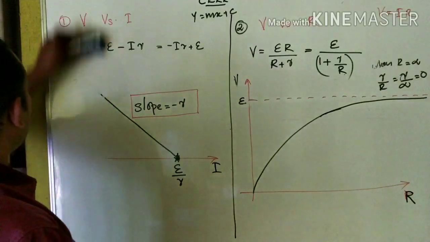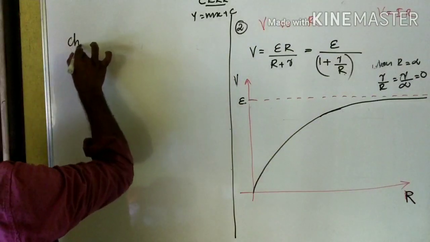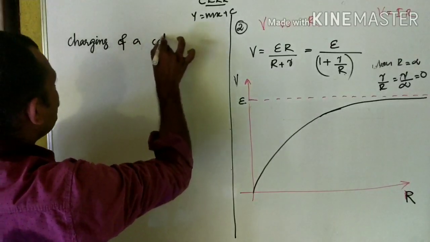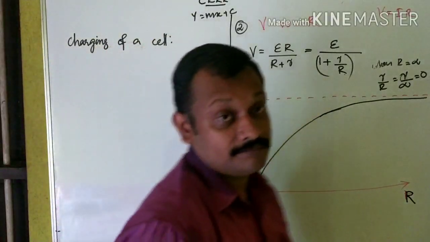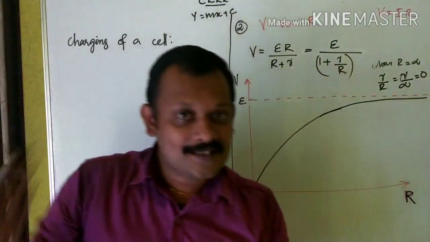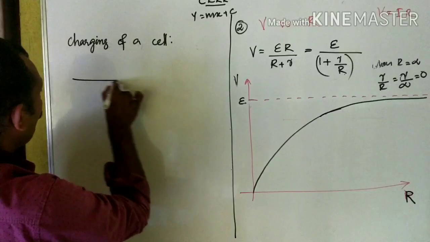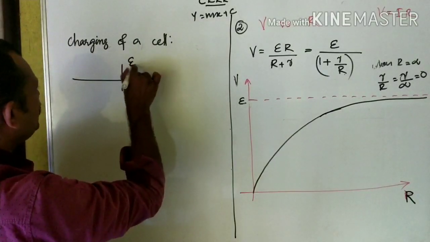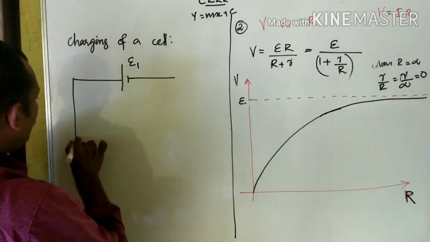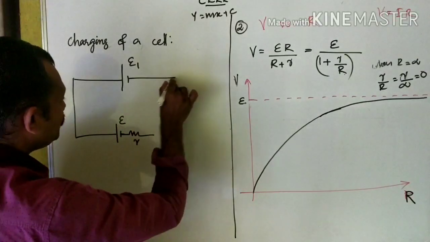Now let us consider the next idea, that is a cell kept for charging. Charging of a cell, you know it. You know how to charge a cell. You are all using mobile phones and you are charging them every day, discharging them every day. Now how can we charge a cell? Okay, let us consider a situation. This is a cell of EMF epsilon 1. And I want to charge a cell of EMF epsilon and internal resistance small r.